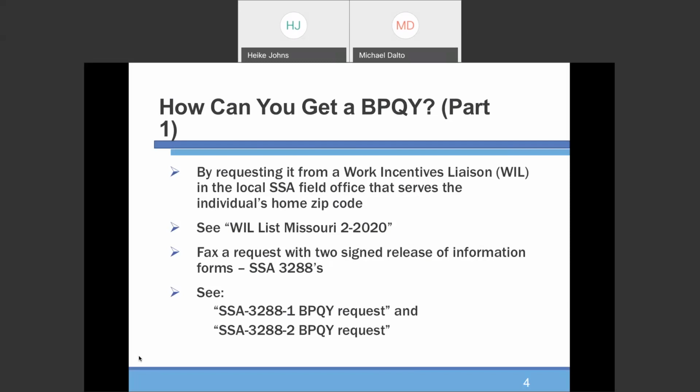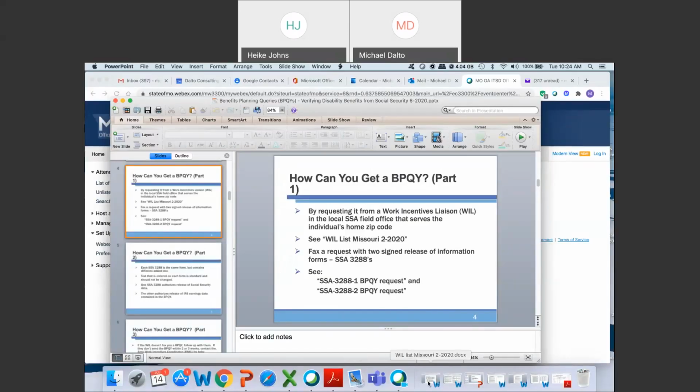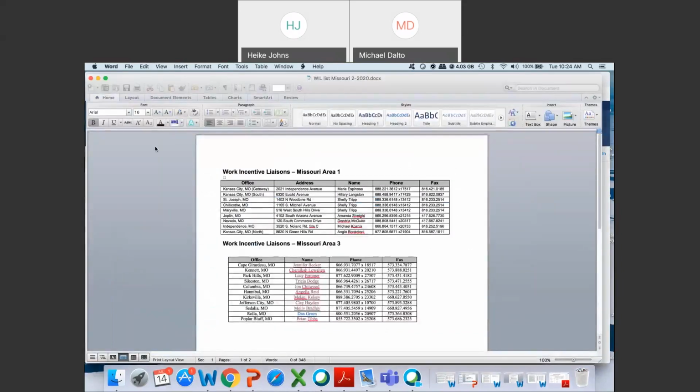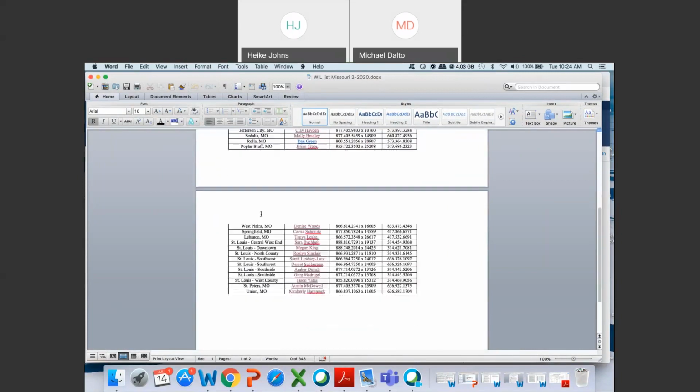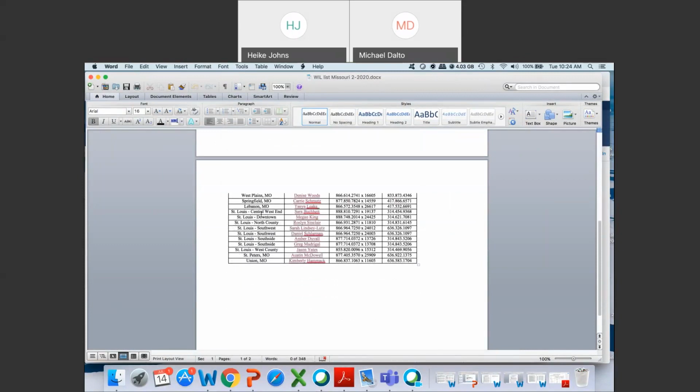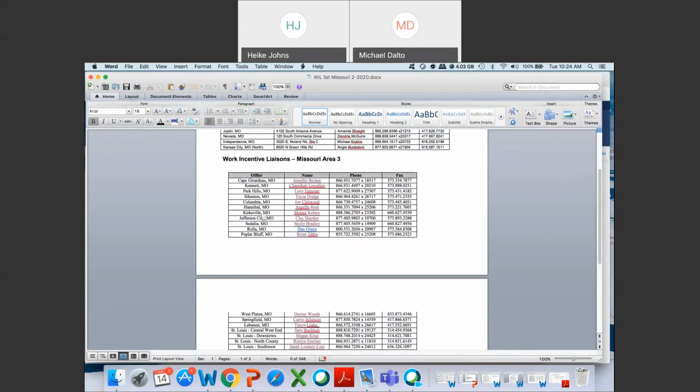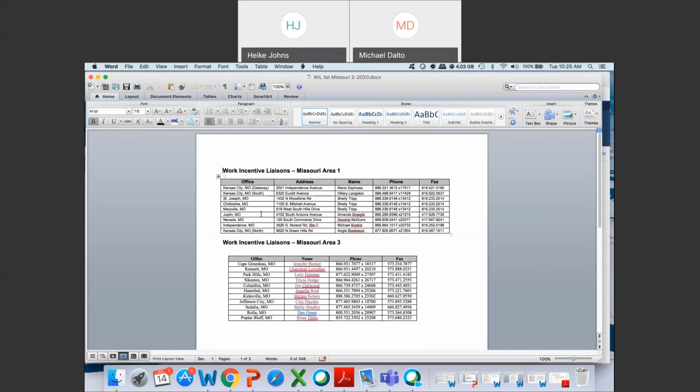So there is a list of WILs, Work Incentive Liaisons, for all the field offices in Missouri in this document. It's divided into 2 areas: Missouri Area 1 and Missouri Area 3. And you should be able to find all of the local offices in the state on this list, and it identifies the name of each WIL, their phone number, and their fax number.